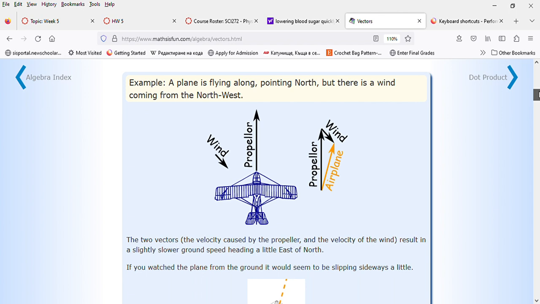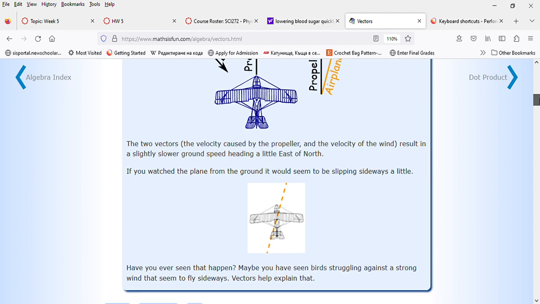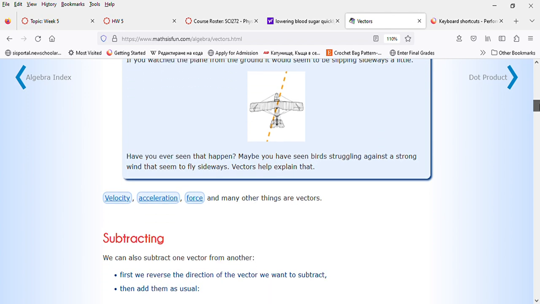Now here you have some more examples, and usually a boat going on a river or an airplane in the air are the same questions, using the same concept of addition of vectors. Yes, you're going to have some word problems later on.